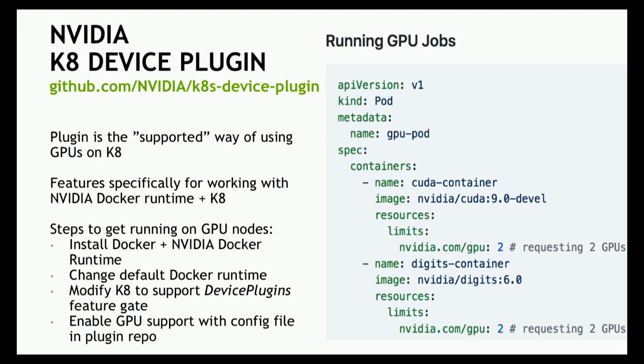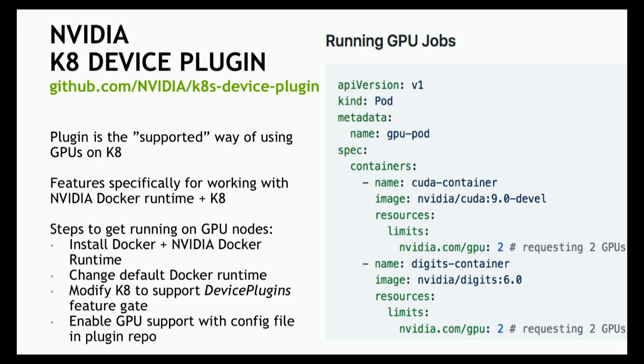The feature gate needs to be enabled. And then there is a YAML config file inside of the repo that you just run on that machine, or any machine that has GPUs, and it'll set up everything to make sure that when you're doing these limits, it can identify across the cluster and say, okay, this particular node supports GPUs.